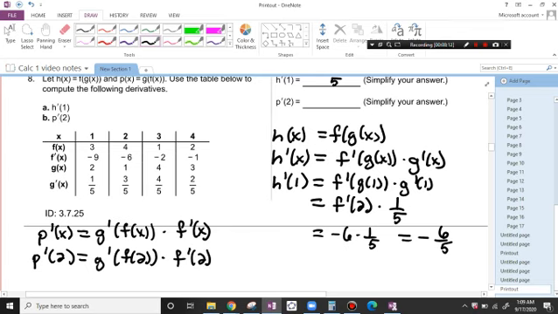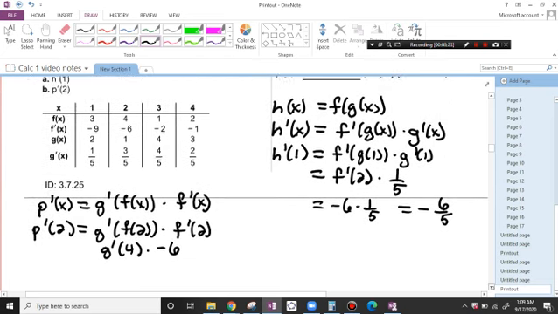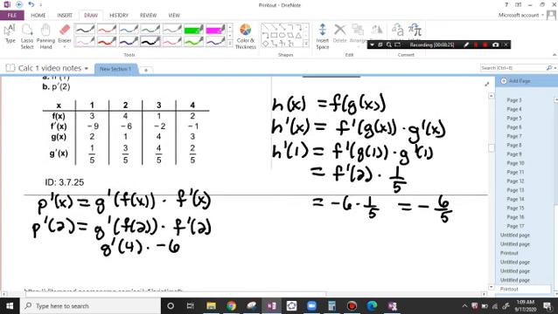Now f of 2 is 4. This is g prime of 4. F prime of 2 should be given. It's -6. The hope is we have g prime of 4, and we do. G prime of 4 is 2/5. This is 2/5 times -6, -12 over 5.